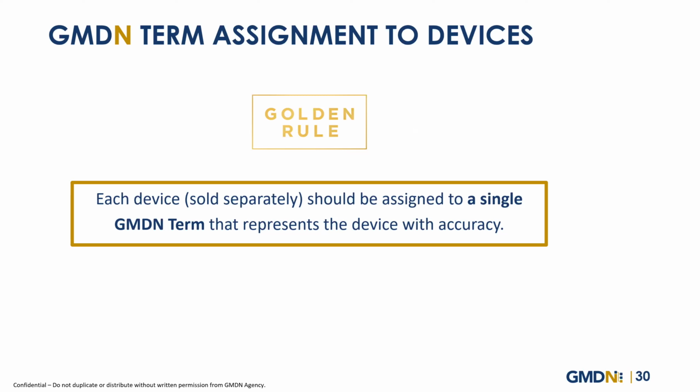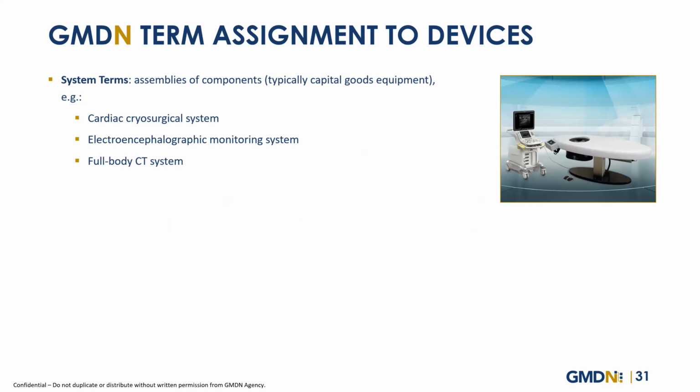And we have seen over the years that there are various misassignments that are taking place, and I will try to explain how you can avoid these misassignments. So a common misassignment has to do with the system terms. So systems are assemblies of components, and they are typically capital goods equipment that are typically connected with each other. For example, cardiac cryosurgical systems or electroencephalographic monitoring systems or full body CT scanners. So these are systems and they are supplied with all the components that are necessary.